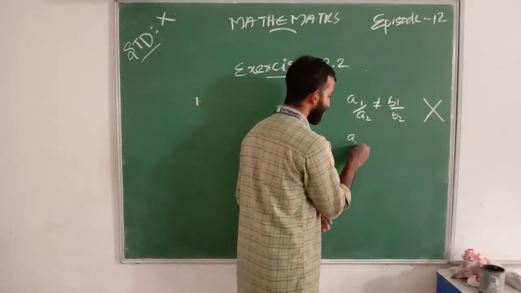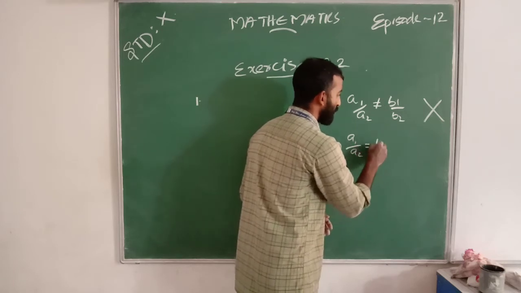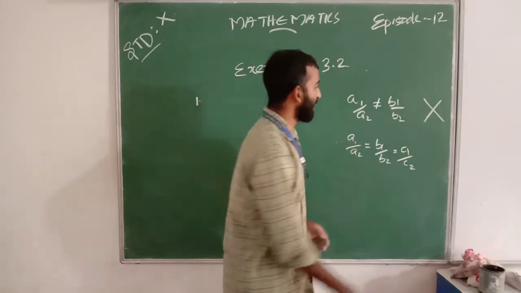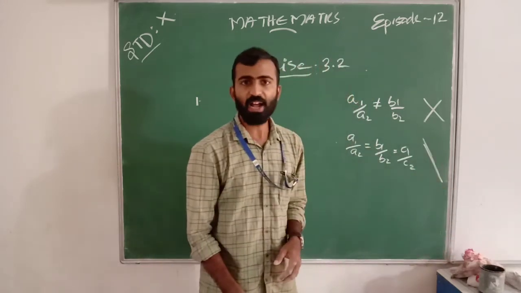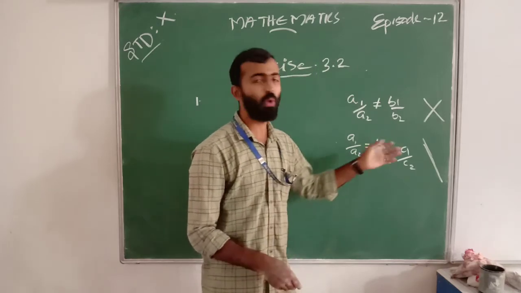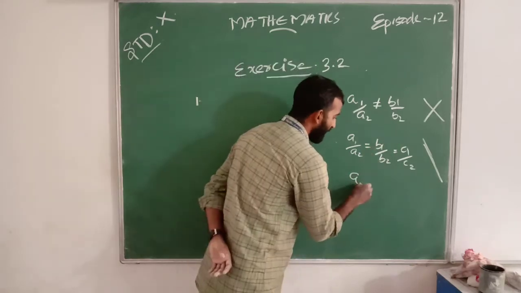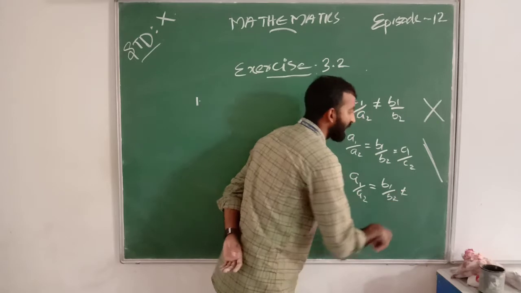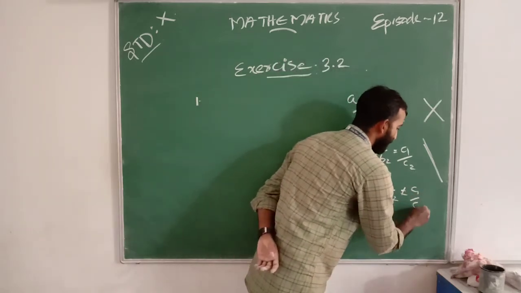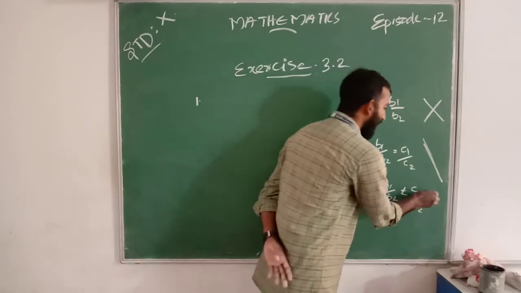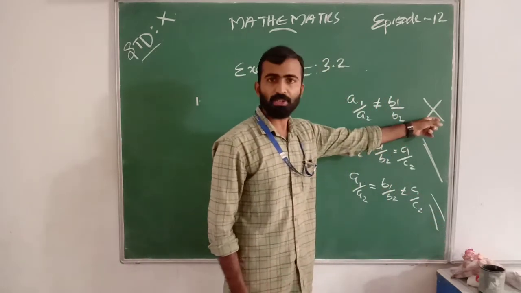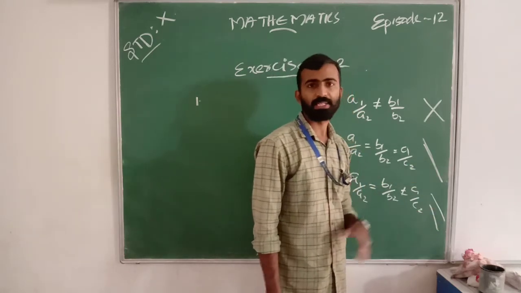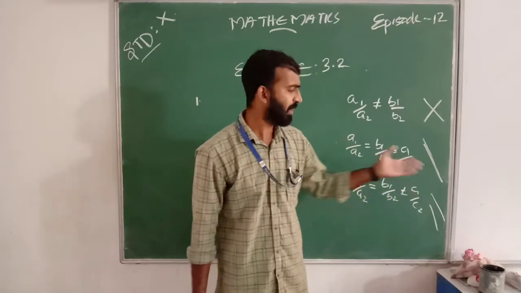And if a1 by a2 equals b1 by b2 equals c1 by c2, then the two lines are coinciding. And if a1 by a2 equals b1 by b2 not equal to c1 by c2, then the graph is parallel lines. Here is exactly one solution, here are many solutions, and here are parallel lines. This is for previous knowledge.